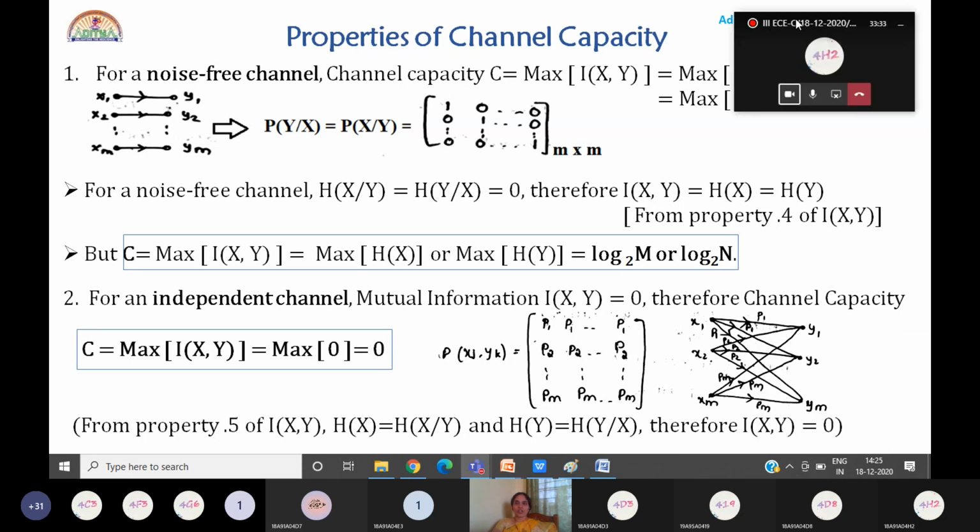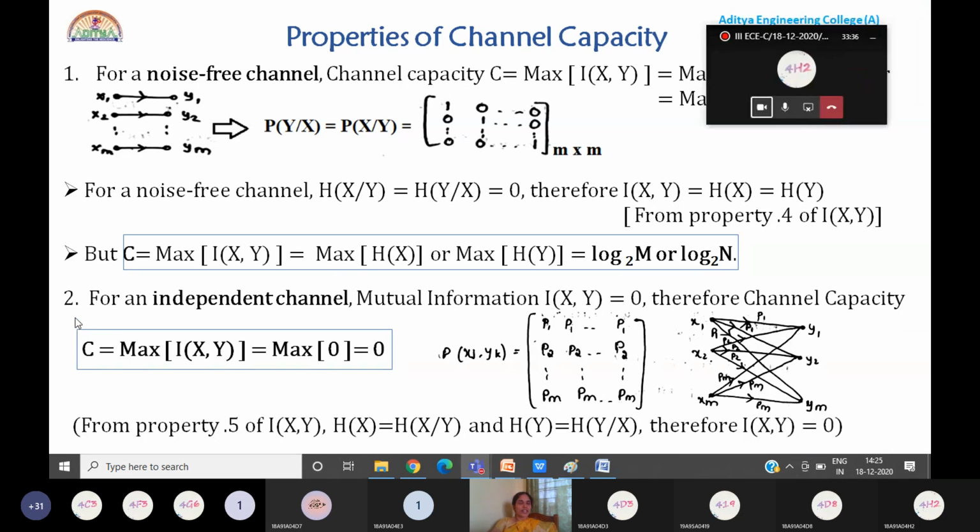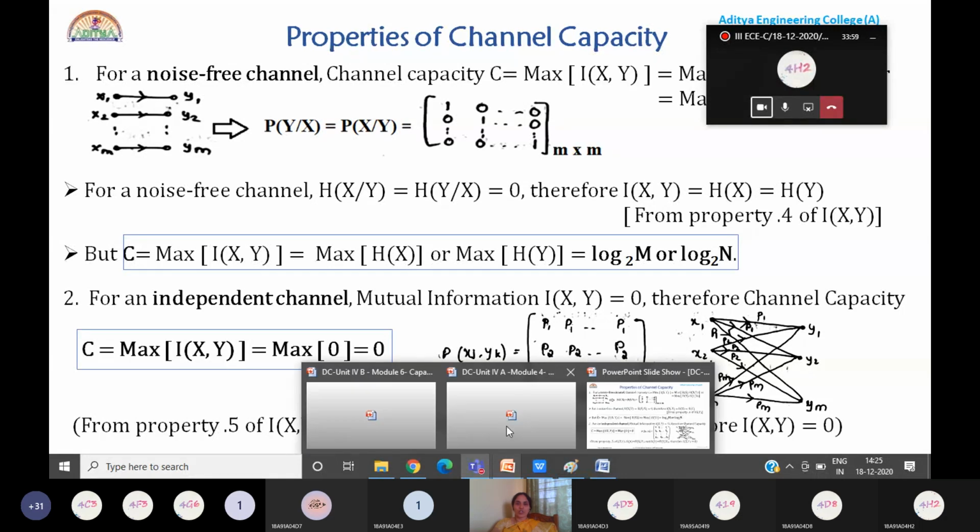Okay. Now, let us move to the second property. The second property we are considering is the independent channel. For an independent channel, the joint probability P of xj comma yk is equal to P of xj into P of yk. The same I stated in module 4.